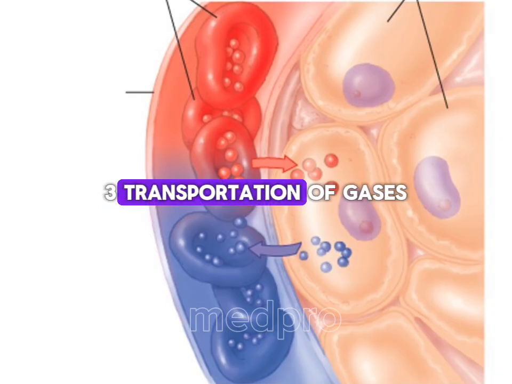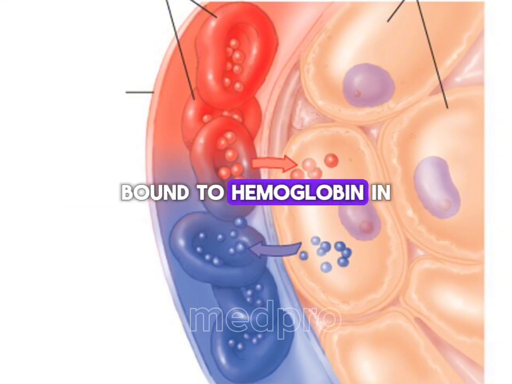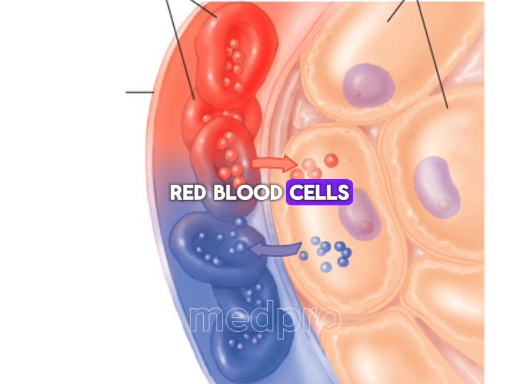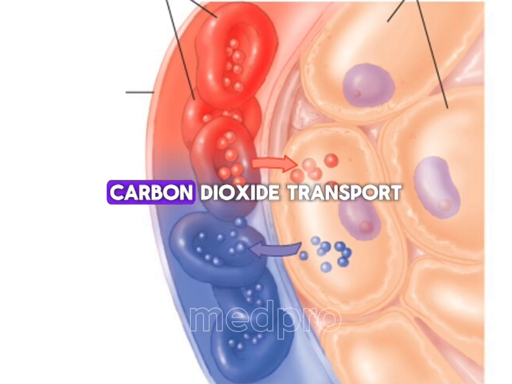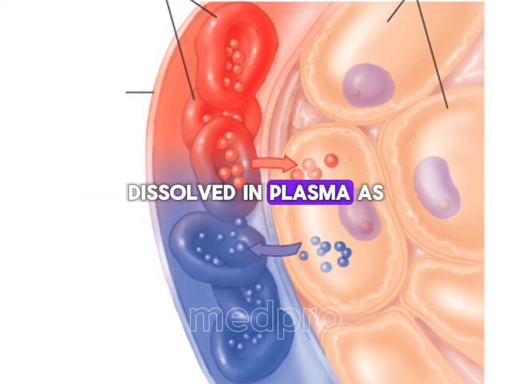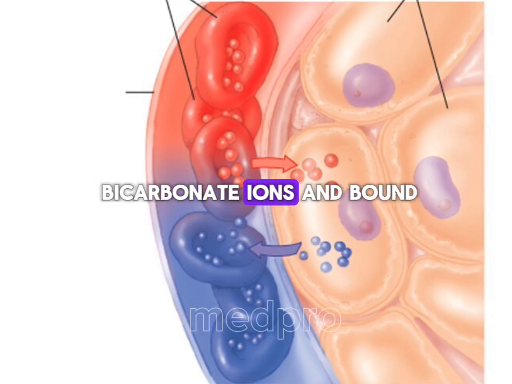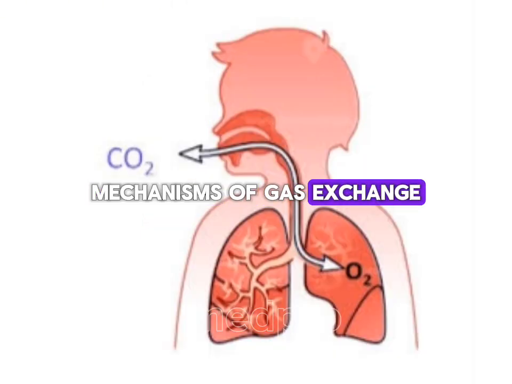3. Transportation of gases. Oxygen transport. Most oxygen is carried in the blood bound to hemoglobin in red blood cells. A small amount is dissolved directly in the blood plasma. Carbon dioxide transport. Carbon dioxide is transported in 3 main forms: dissolved in plasma, as bicarbonate ions, and bound to hemoglobin.